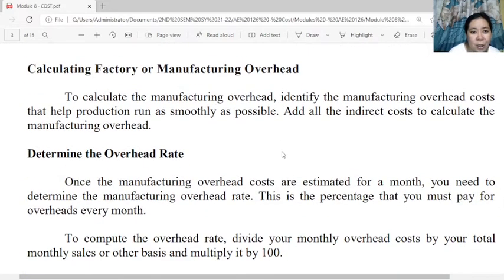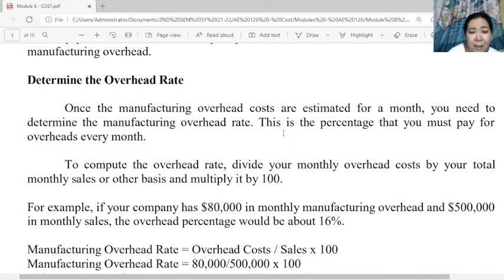So how do we calculate factory or manufacturing overhead? This is by identifying the manufacturing overhead costs that help production run as smoothly as possible, meaning we will add all the indirect costs to calculate the manufacturing overhead. All indirect materials and labor will constitute the manufacturing overhead. After we determine the total manufacturing overhead, we can now determine the overhead rate. Once manufacturing overhead costs are estimated for a month, for example, then we can determine the overhead rate. This is actually the percentage that we must pay for overhead rate, for example, if we are using a monthly basis.